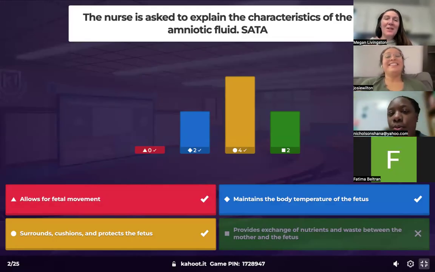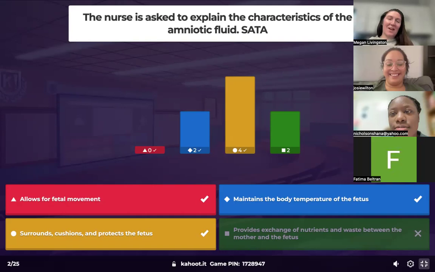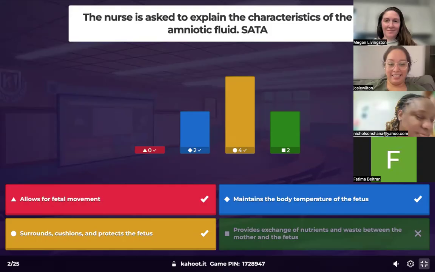Oh, I got it wrong. I didn't know we could pick more than one. Yeah, that's the SATA, select all that apply. It was just abbreviated. So yes, that's what it is.